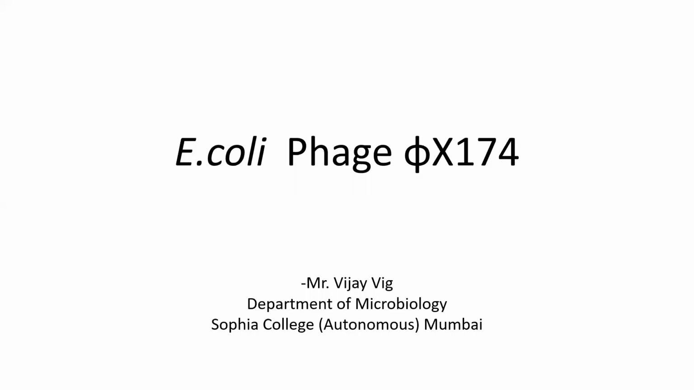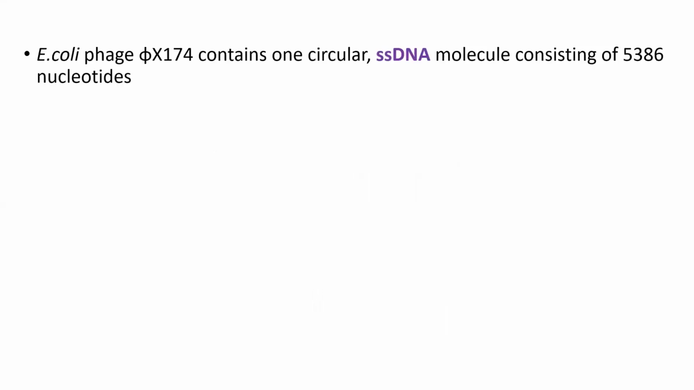Hi everyone, in this recording, we will study a bacteriophage called ΦX174. This bacteriophage ΦX174 infects E. coli. E. coli phage ΦX174 contains one circular single-stranded DNA molecule. So far we have learned T4 bacteriophage, lambda phage, T7 bacteriophage, all having double-stranded DNA as their genetic material. Now, this phage is a single-stranded DNA phage.